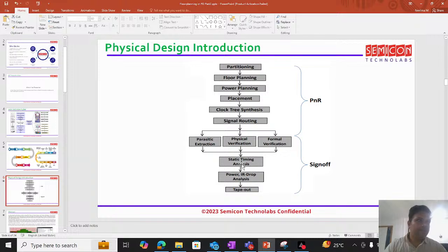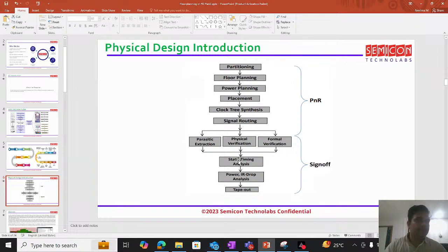It can be different types of STAs, DMSA based STA, regular STA, right? Or different modes of operation can be enabled. Even the SDC file which we are using in PNR may have specific scenarios, but in STA, the SDC which is being used is the final SDC, right? Where all the scenarios have to be enabled, and we need to make sure that the design is perfectly meeting the performance requirement, right?